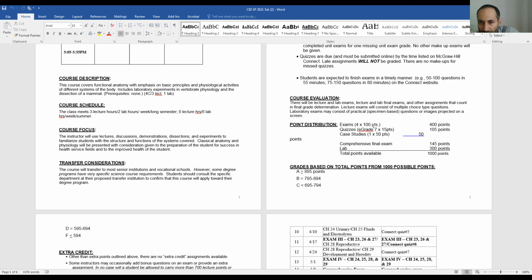All right, then we have the 7 quizzes. All of them would be on the Connect website. Each would be worth 15 points, okay? And then we also have case studies, which are worth 50 points each. These case studies are basically research papers where you will likely choose a disease and then prepare a research article on that. I will be giving out guidelines for how to work on that. So those would be 50 points each, okay?